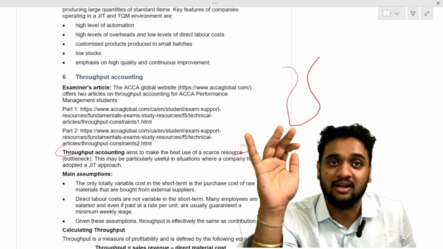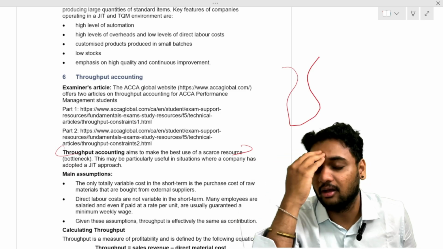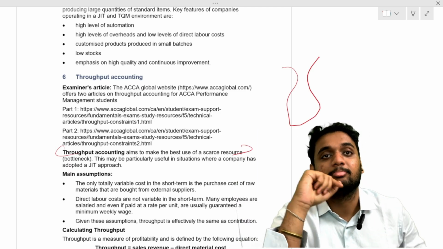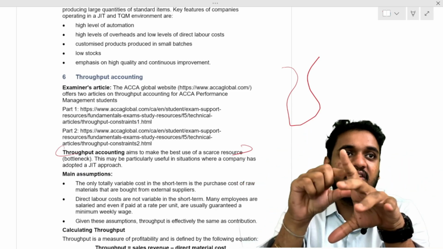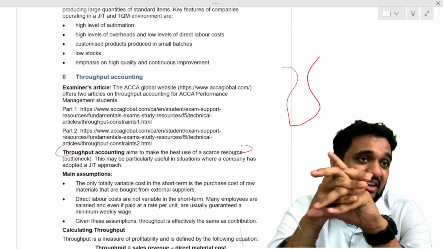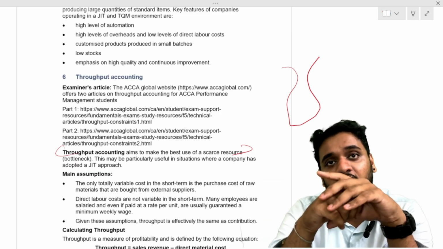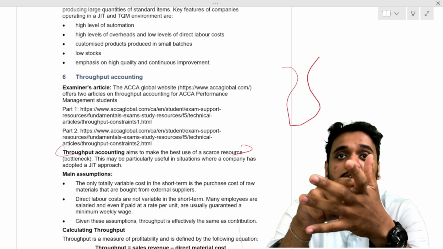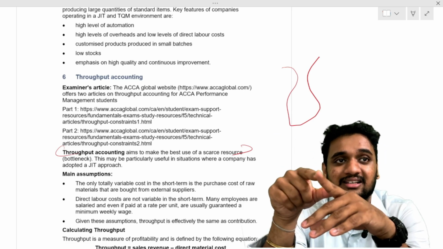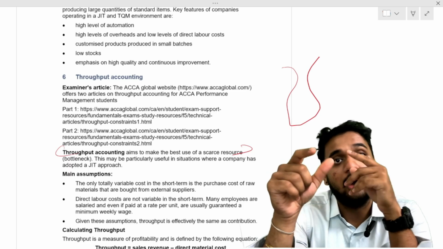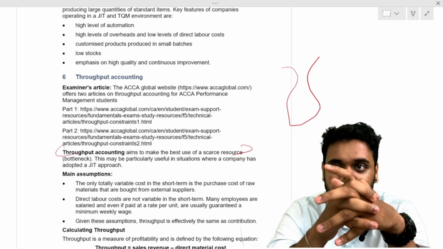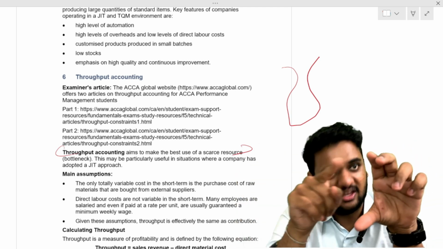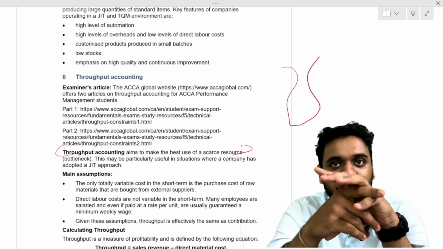Labor cost and all come under fixed cost. In throughput accounting, we'll assume that only direct material is a variable cost, and other costs are fixed costs. So what is the new formula for throughput? Sales minus direct material cost is throughput, whereas sales minus variable cost is contribution. The only variable cost here is direct material.